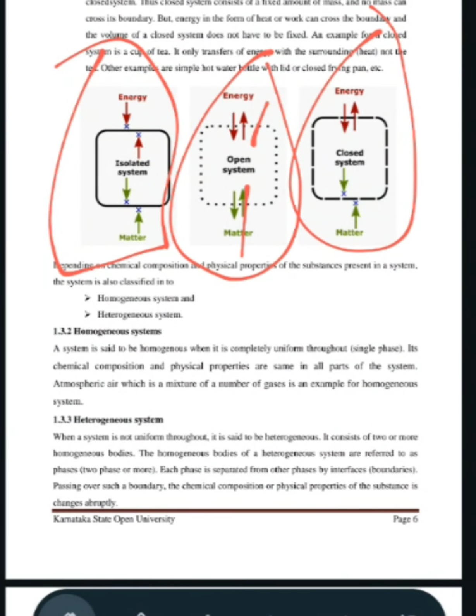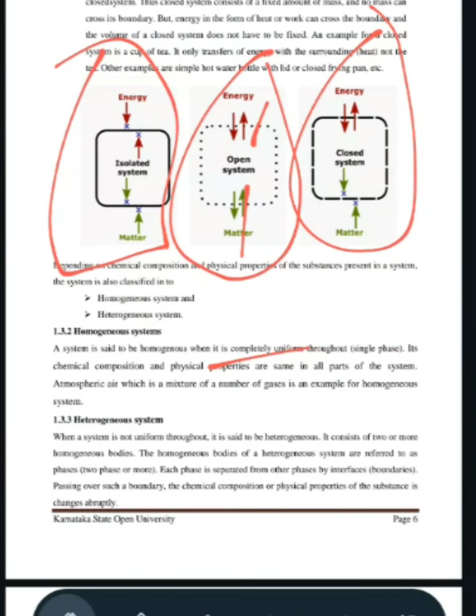Coming to the homogeneous system, a system is said to be homogeneous when it is completely uniform throughout, so it is equally distributed. When the chemical composition or physical properties are the same in all parts of the system, meaning equally distributed inside the system, that is known as a homogeneous system. In a heterogeneous system, the system is not uniform throughout, meaning it is not uniformly distributed inside, and that is known as a heterogeneous system.